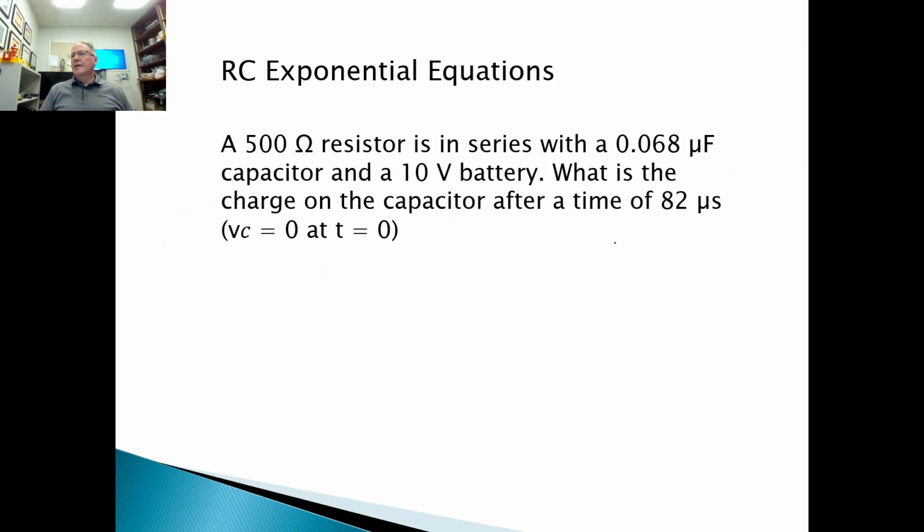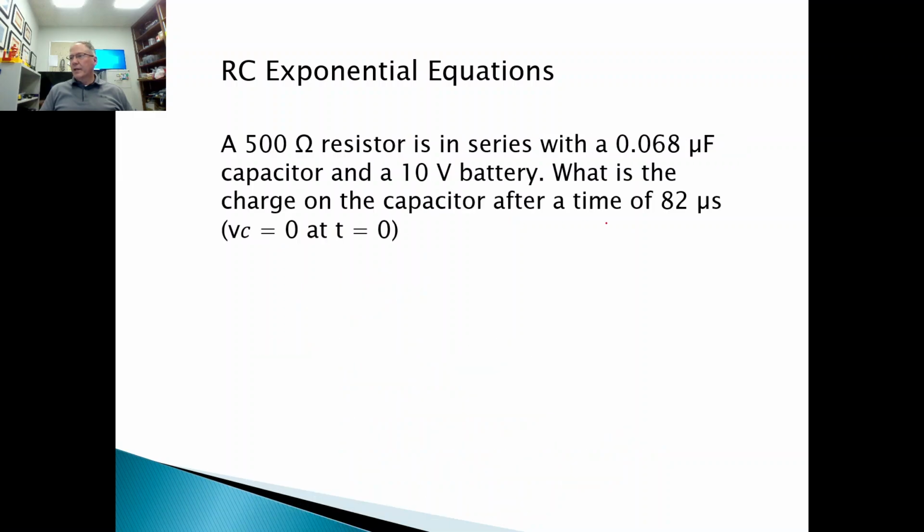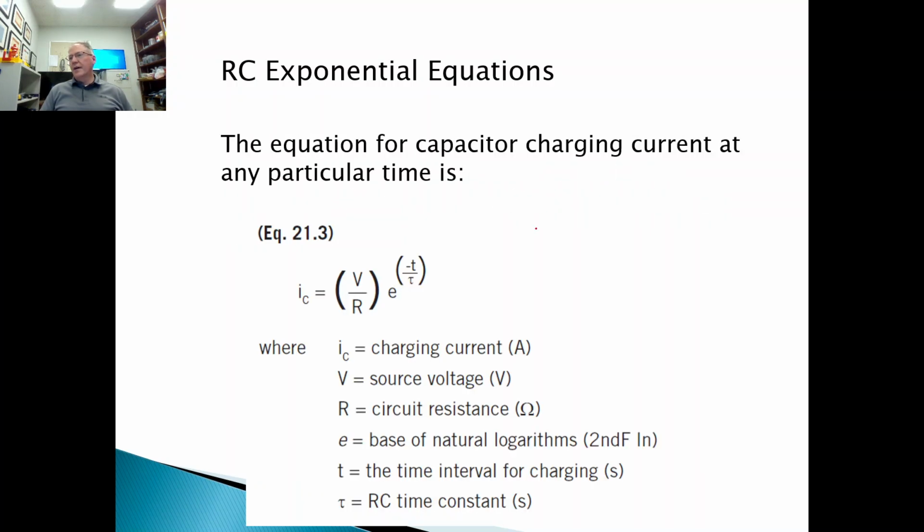All right? So let's say we have a 500 ohm resistor in series with a 0.068 microfarad capacitor and a 10 volt battery. What is the charge on the capacitor after a time of 82 microseconds? So again, first you calculate tau, which is RC, and then you take 10 times 1 minus e to the negative time, which is negative 82 times 10 to the negative 6, divided by tau, end of brackets, equals, and that comes out to your value there.